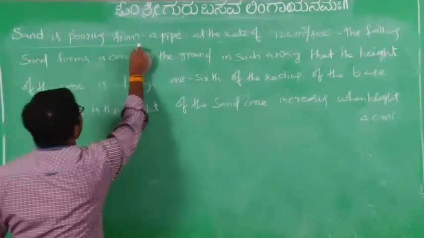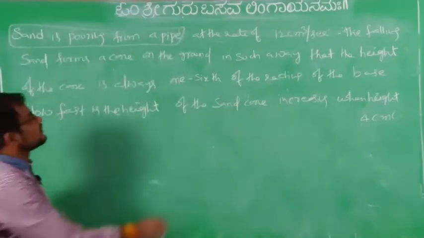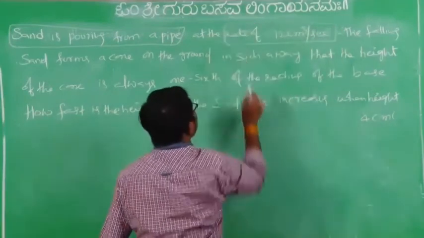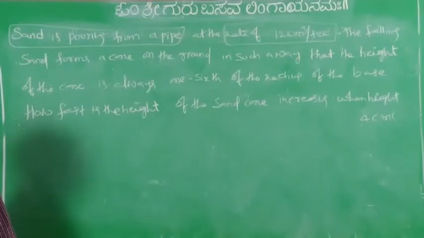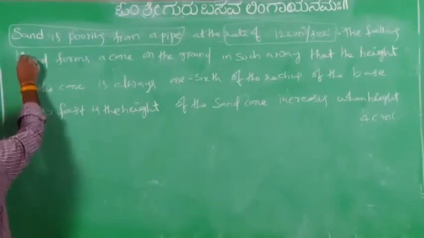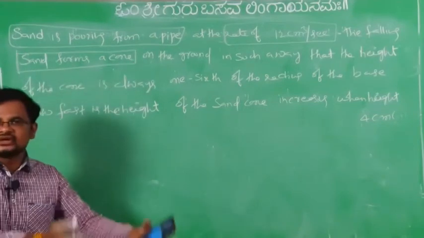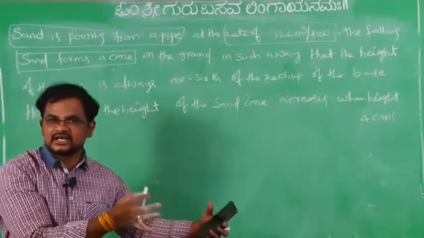Sand is pouring from the pipe. This is an important condition. It is pouring from the pipe at the rate of 12 centimeters per second. The falling sand forms a what? Cone. Again here also one figure we got, that is the sand.